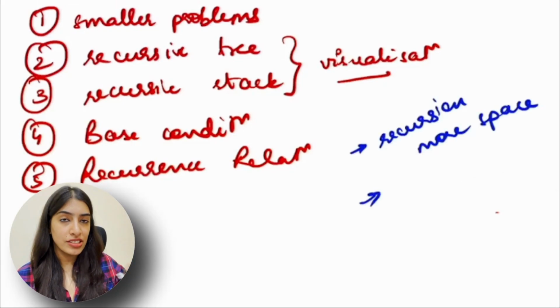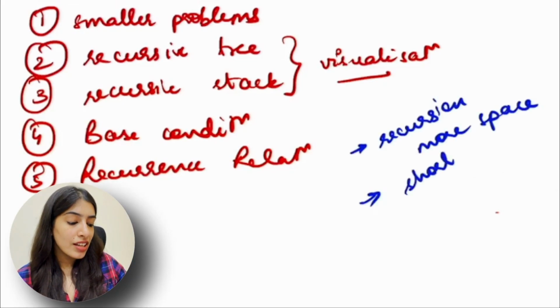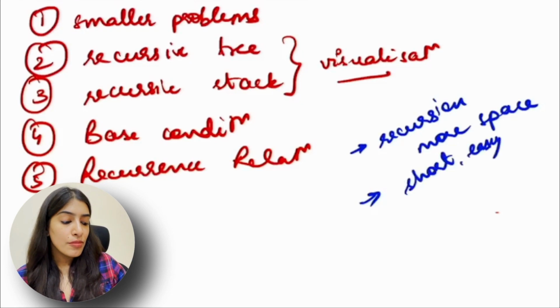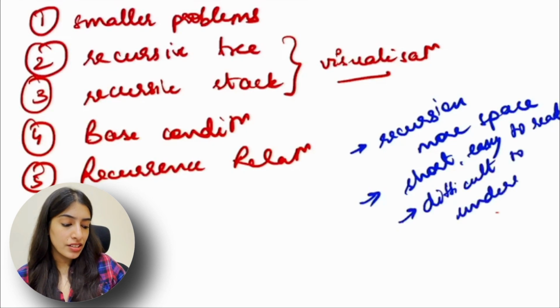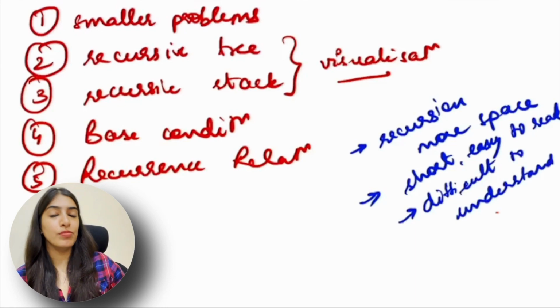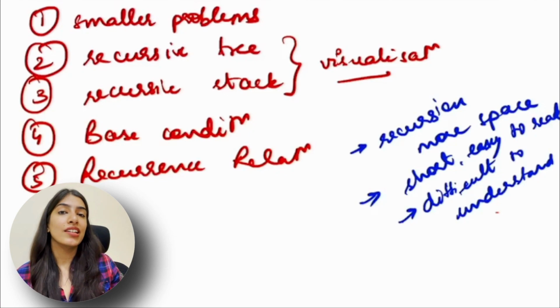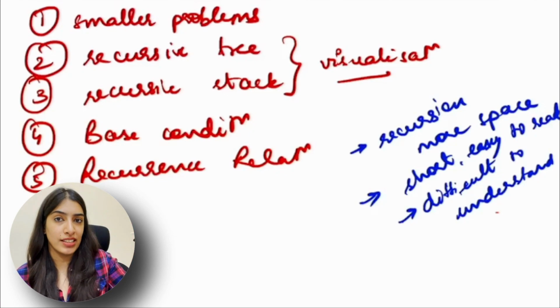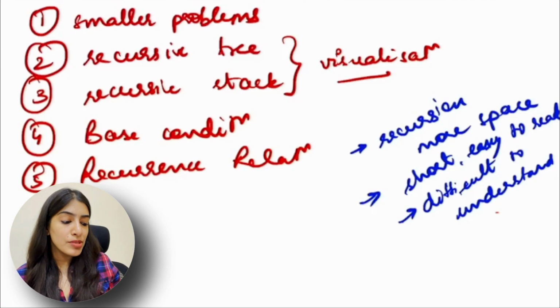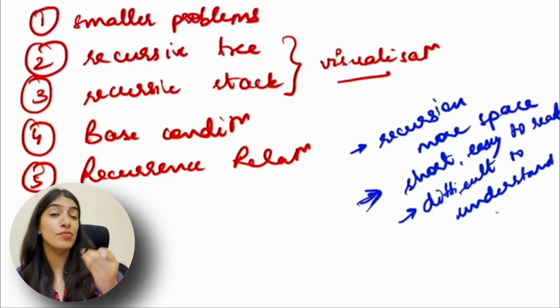Another point is that recursive code is actually very short and easy to read. But what will happen is that because of this, sometimes it may become difficult to understand. See, because there will be a base condition, you will maybe have to draw a recursive tree to visualize it properly. In iterative code, what might happen is because there's a loop, you can easily visualize it comparatively. So sometimes it might be more difficult to understand, but it will be more short and easy to read.